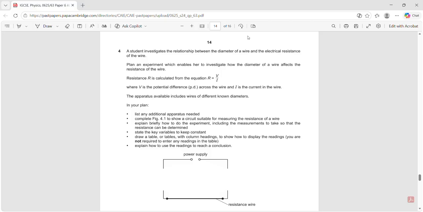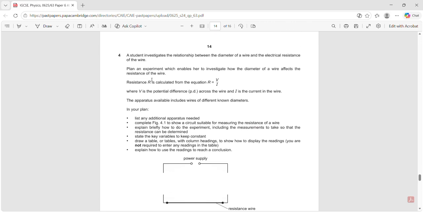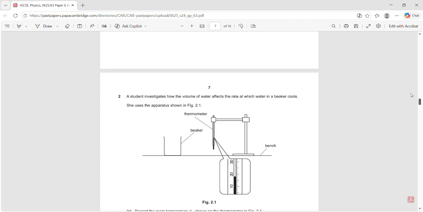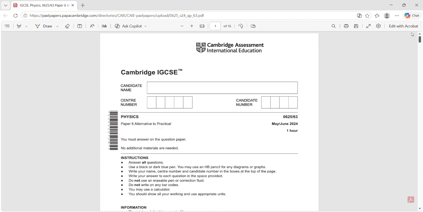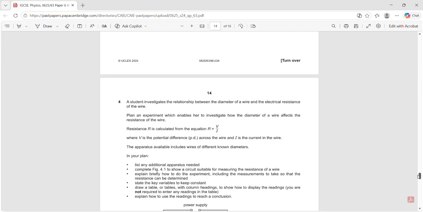Okay, so we're back, and this is the question from, I think, May-June 2024, paper 6-3, 0625 code. I'll do this question live, over here.